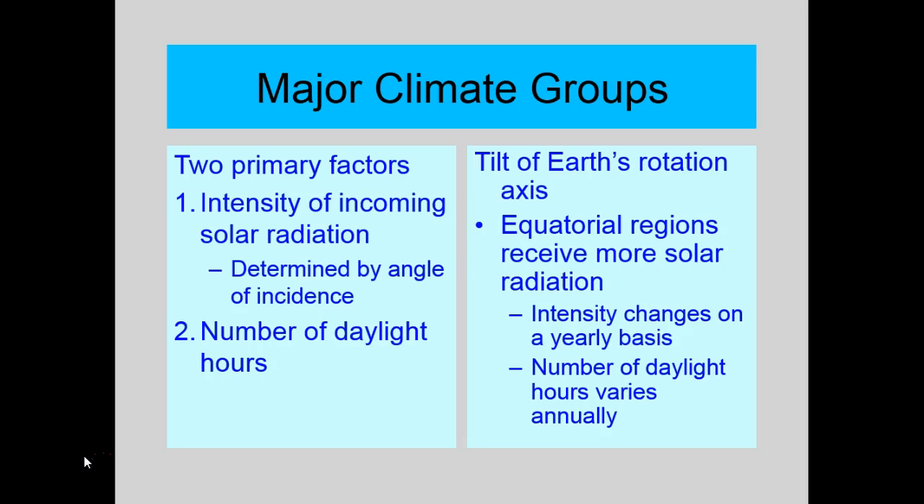This is a really poor slide. The equatorial regions receive more solar radiation. There are less intensity changes on a yearly basis, and the number of daylight hours varies very little in the equatorial. Outside the equatorial, the intensity changes on a yearly basis, and the number of daylight hours varies annually. These two should be under non-equatorial regions. The equatorial region is not constant, but it's very regular, and there is very little change.